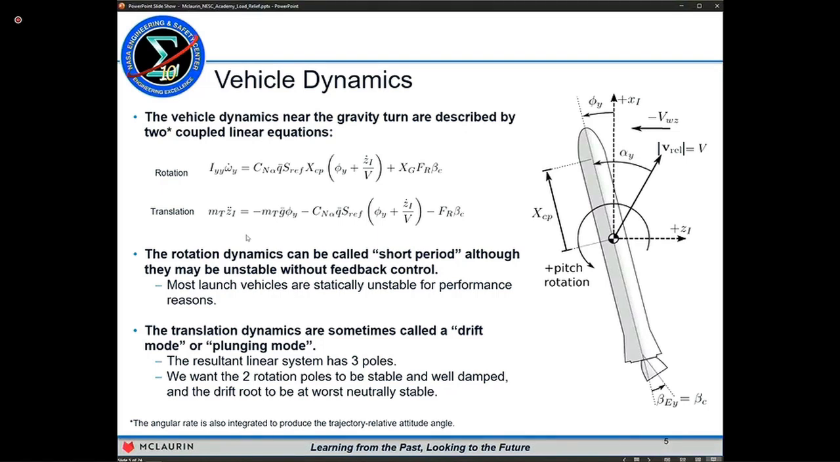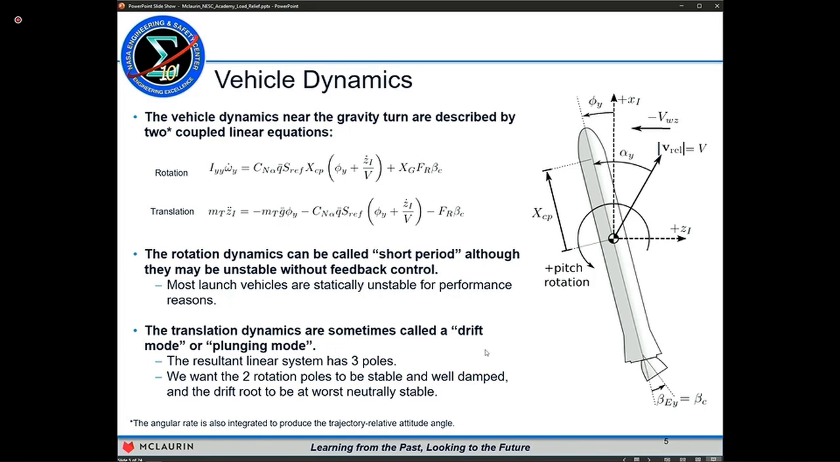But the takeaway is that we can call these rotation dynamics short period in analogy to an aircraft system, but they're almost always unstable without feedback control. And the reason is that the center of pressure is almost always forward of the center of mass location for performance reasons. When we look at maximizing performance and minimizing drag, it's typically cheaper from a drag and performance standpoint, although more costly and complex, to add thrust vector control to actively stabilize the vehicle. So most large launch vehicles are statically unstable in pitch and yaw. But once we close the loop on that system using, say, feedback control, we end up with two complex poles and one real pole.